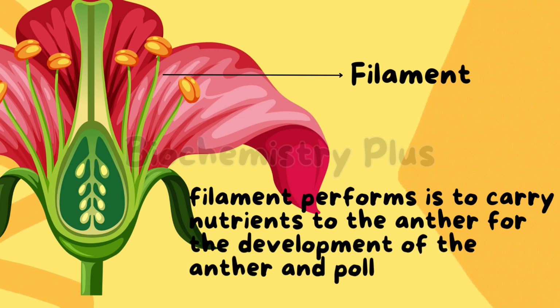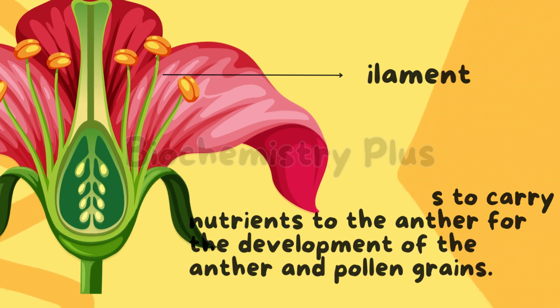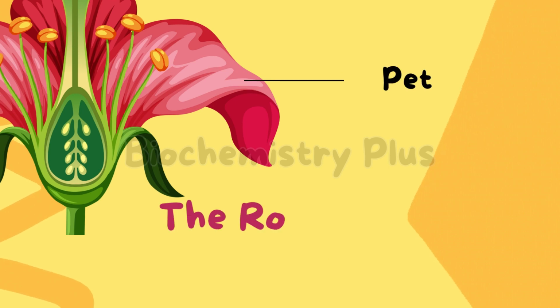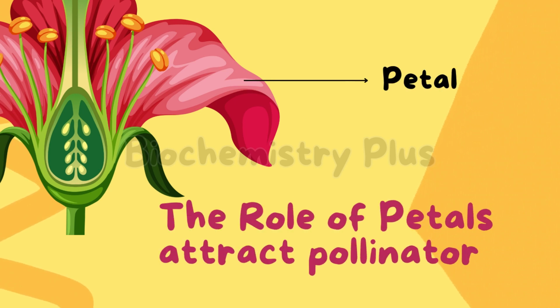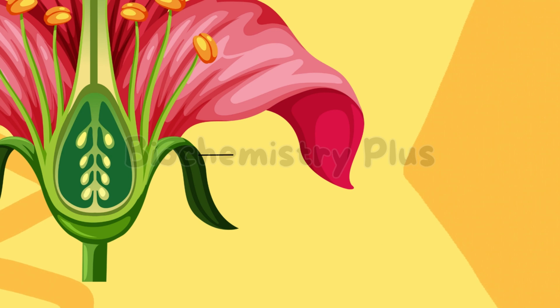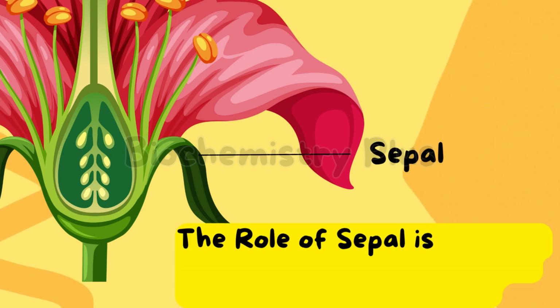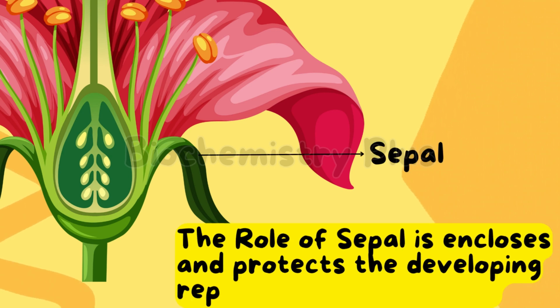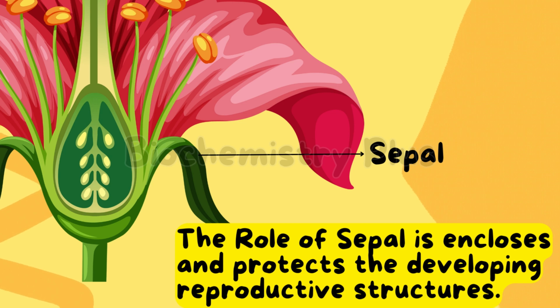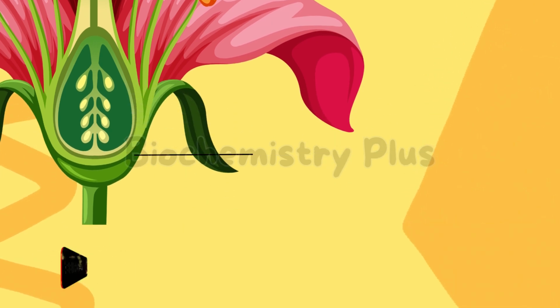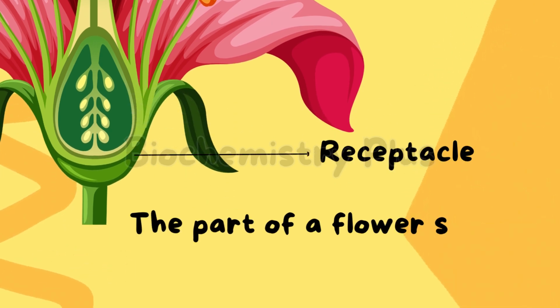Petals, the role of petals is to attract the pollinators. Sepals, the role of a sepal is to enclose and protect the developing reproductive structures. Receptacle, the part of a flower's stalk where the parts of the flower are attached.